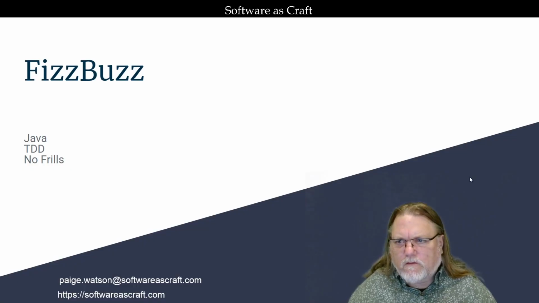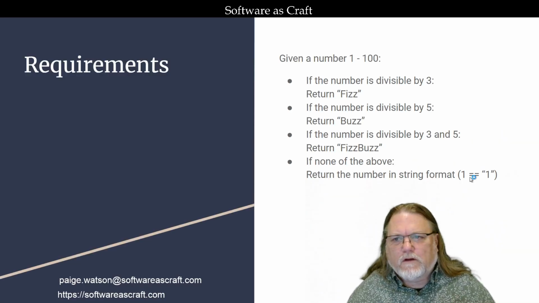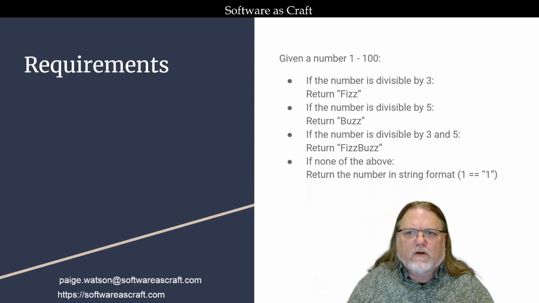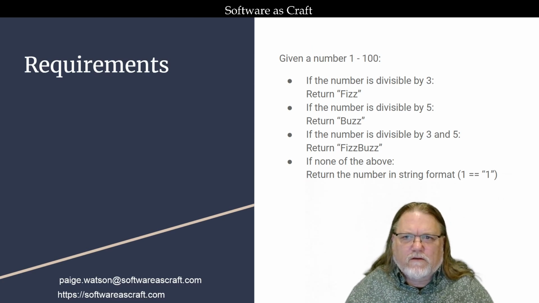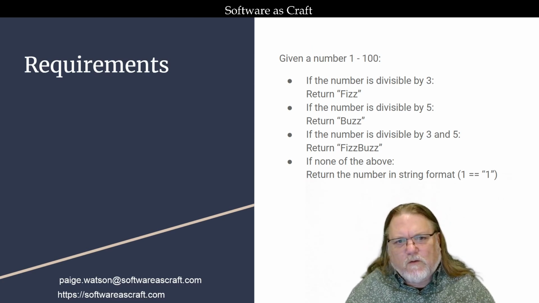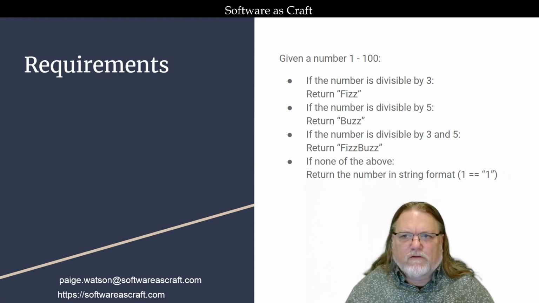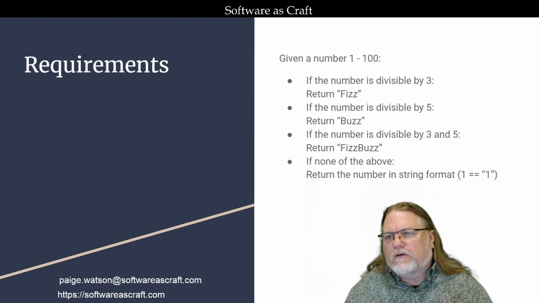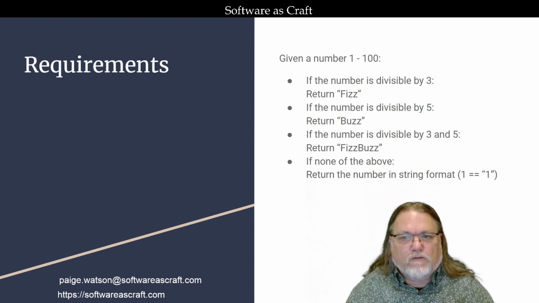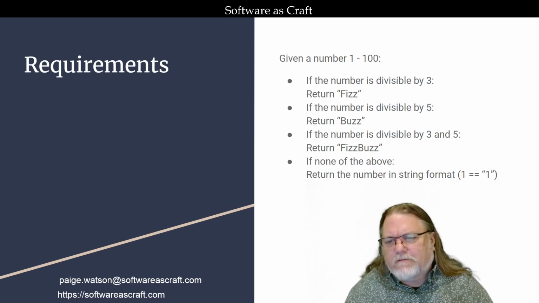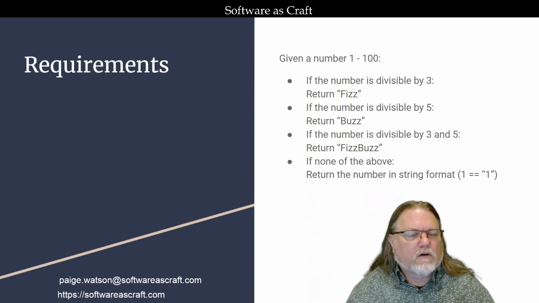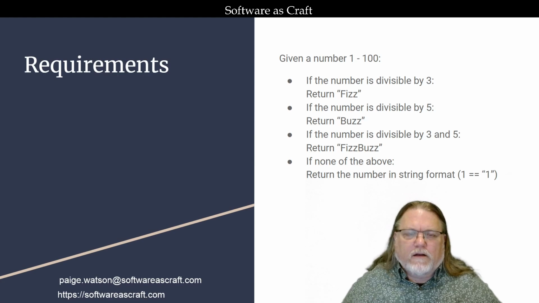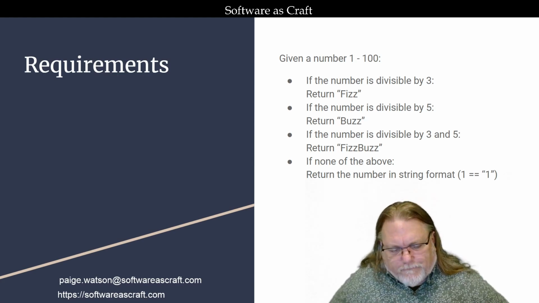We're going to look at our requirements, and those requirements are, given a number 1 to 100: if the number is divisible by 3, return the word fizz. If the number is divisible by 5, we're going to return the word buzz. If the number is divisible by 3 and 5, we're going to return the word FizzBuzz. And if none of the above matches, then we're going to return the number in string format. So if we pass a 1, we'll get back a 1 in a string.